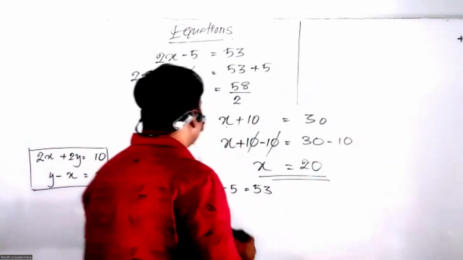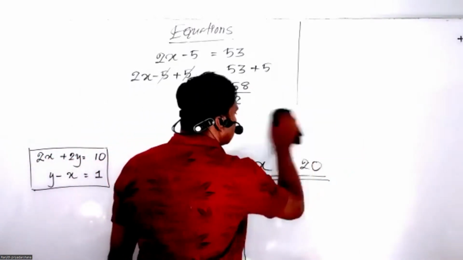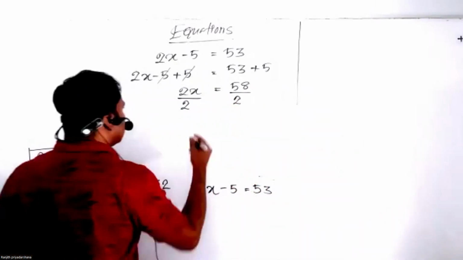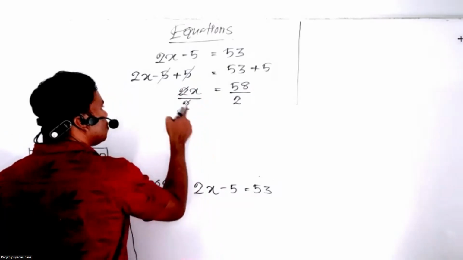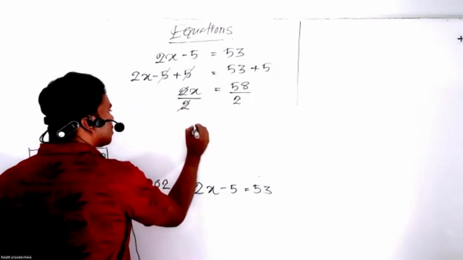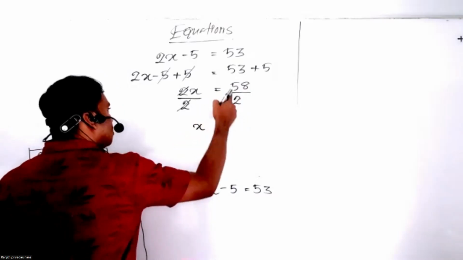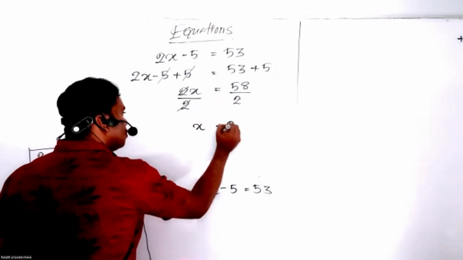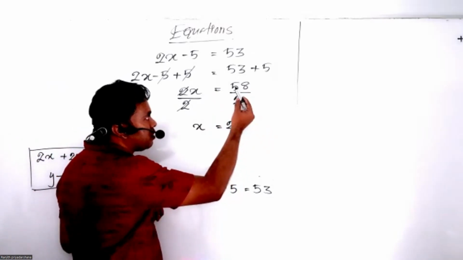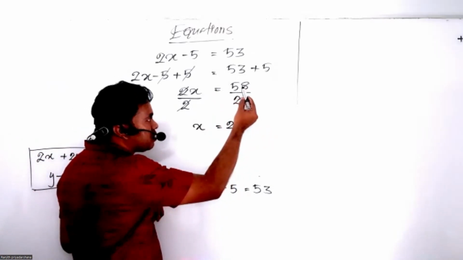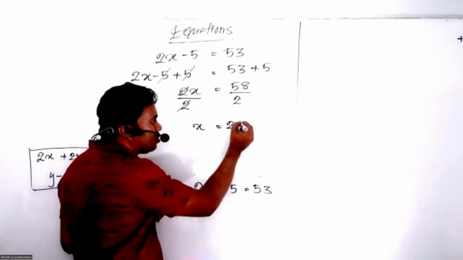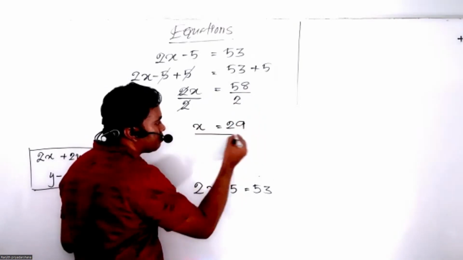Then how many 2's in 2? 1. 1 times x, 1x means x. How many 2's in 5? 2, and 1 remains. With that 1, it becomes 18. 18 divided by 2 is 9. So x equals 29.